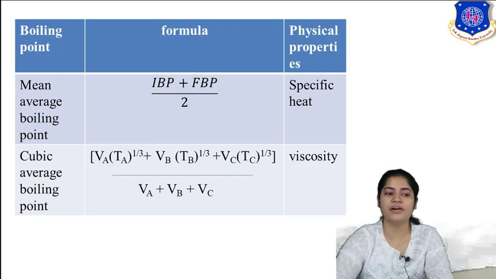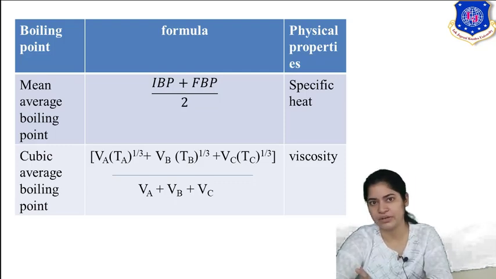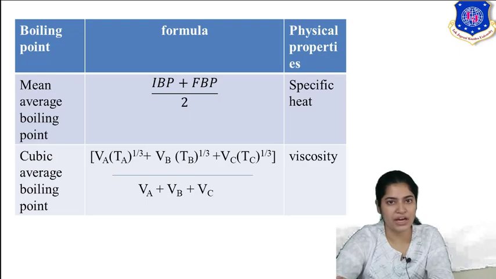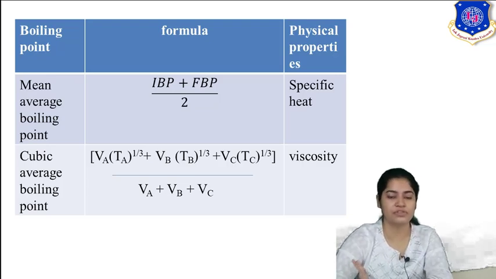Now, other forms are mean average boiling point and cubic average boiling point. For mean average, it is the mean of initial boiling point and final boiling point. We find IBP and FBP using the other three analyses like ASTM, EFV, TBP, and take the mean of those two to get your mean average boiling point. For which physical property? For specific heat. Similarly, you have cubic average boiling point: volume of A cut into the cube root of temperature of A cut, and this is done for the different cuts. That is used for viscosity.